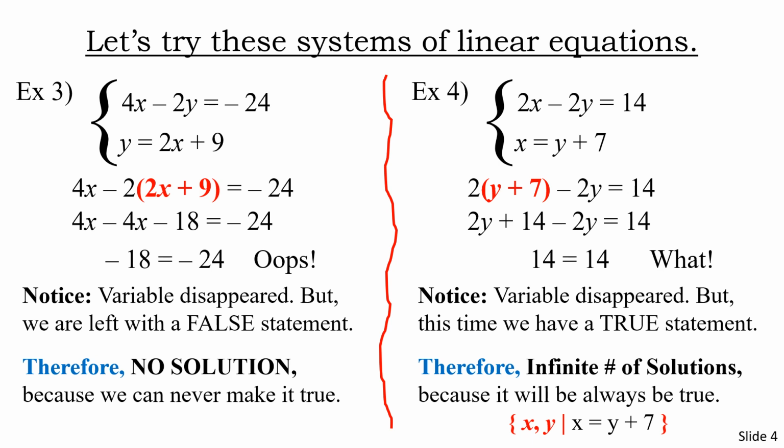So I write the answer as the set of xy, all xy such that. That's what the red is. The curly braces mean the set of xy. The vertical line is such that. And then I list one of the two equations from the system. That's the criteria. Just one of the two equations. It doesn't matter which one.